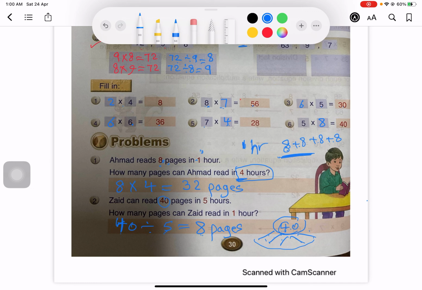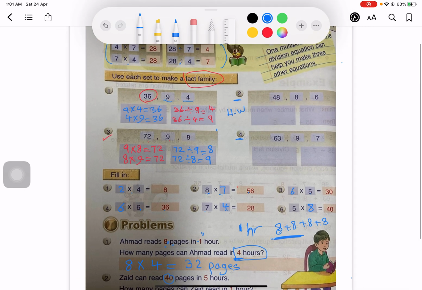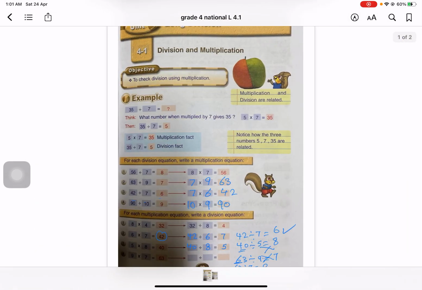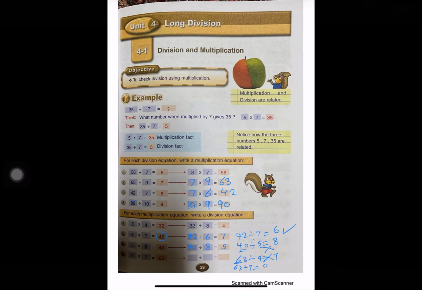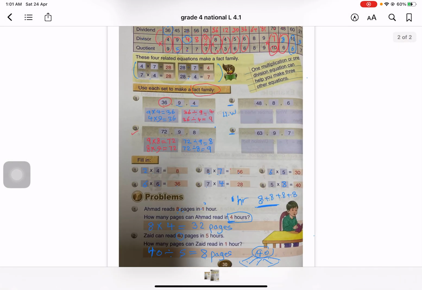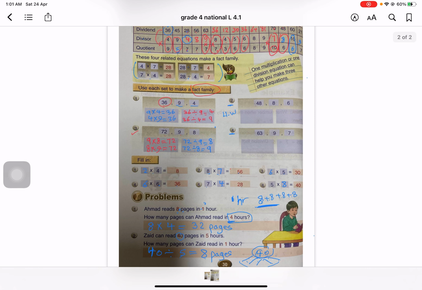With this grade 4, we finish our lesson today. Remember that today our lesson was division and multiplication, the relation between the division and the multiplication, and from three numbers I can write something called fact family. I can write two multiplication sentences and two division sentences, okay?